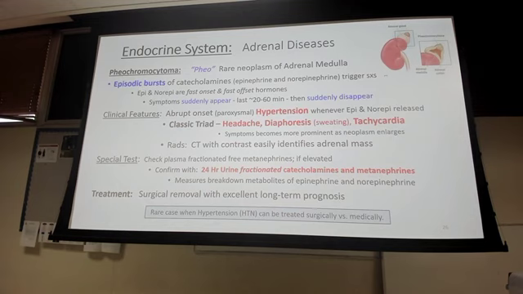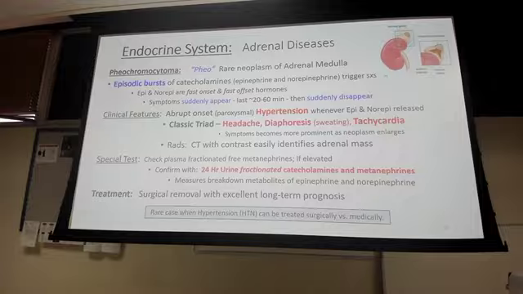How do we check for this? We can do a plasma fractionated free metanephrines. Essentially what that means is that when a patient has this and they have epinephrine and norepinephrine, those break down into what are called metanephrines, right? That's the breakdown product of epi and norepi. Those hang around longer, so you're able to draw a patient's blood, and if you see the breakdown products of epinephrine and norepinephrine elevated, that tells you, hey, maybe it's the pheochromocytoma.